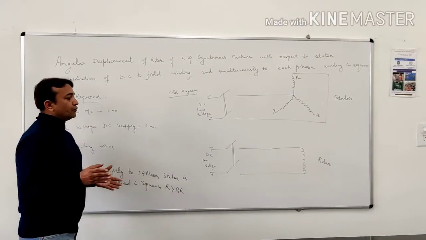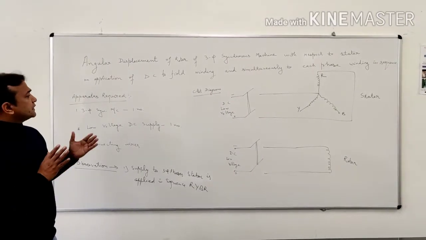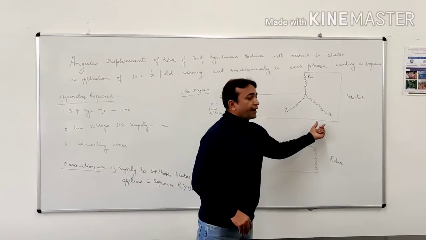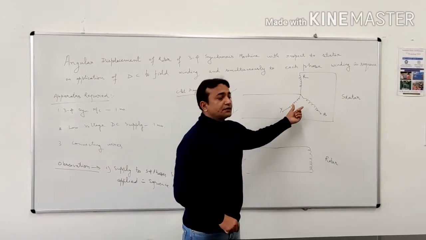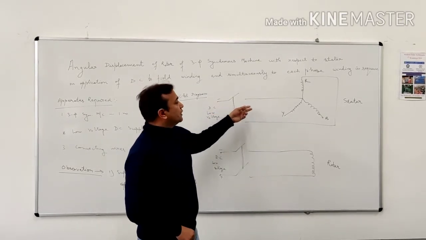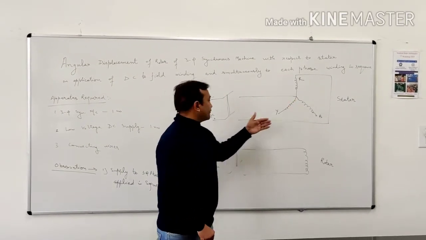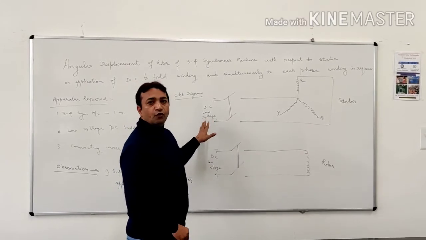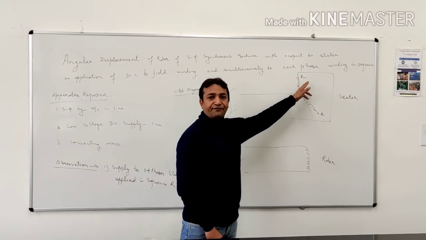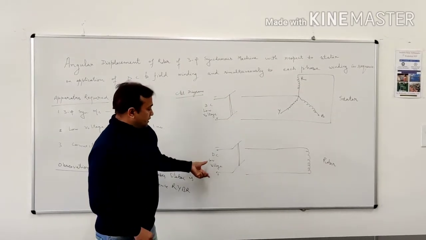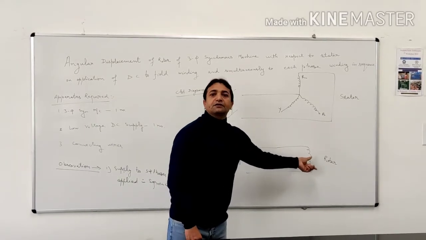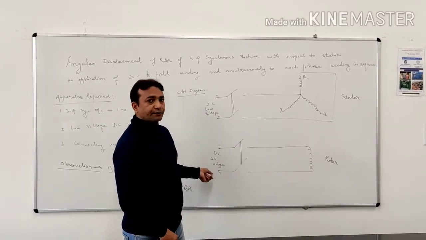Now the procedure. In the procedure section, connect the stator winding in star connection as shown in the circuit diagram. That is, the negative terminal is connected to the neutral point, whereas the positive terminal of the low voltage DC supply is connected to the open terminal, that is in the R phase. And similarly, the rotor terminal is also connected to the DC supply.